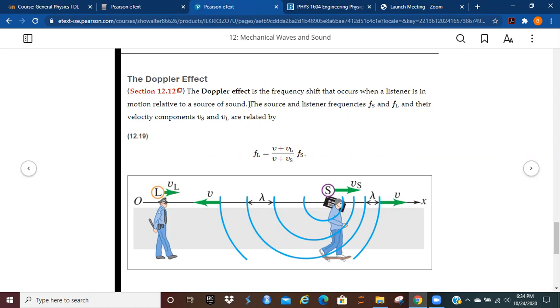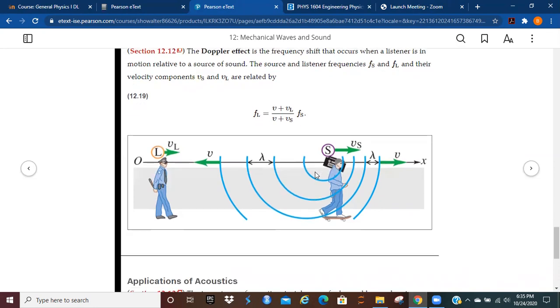The Doppler effect. The Doppler effect is going to be the frequency shift that occurs when a listener is in motion relative to a source of sound. The source and listener frequencies f_S and f_L and their velocity components are related with the following. The frequency of the listener is the ratio of the speed of sound plus the velocity of the listener, divided by the speed of sound plus the velocity of the source, times the frequency of the source.